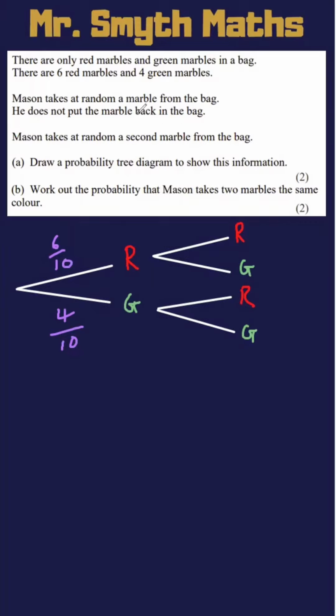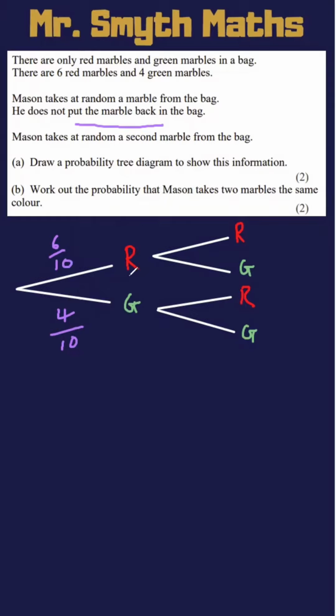Now, the key part of the question says he does not put the marble back in the bag. So that means that the probability changes from event to event. So does not replace, or two things get taken at once, those two things both mean conditional probability.